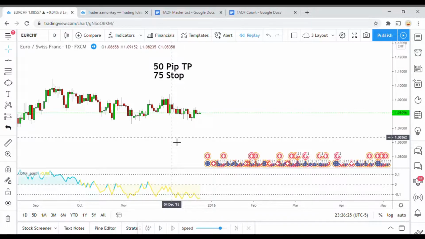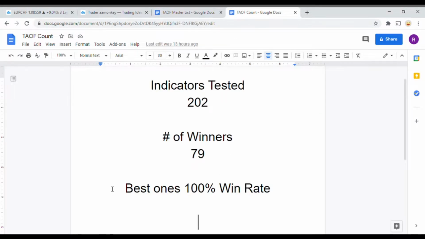All right, as I said, today we will be testing the dynamic money flow with color switch indicator. But before we do, I wanted to put the indicator scoreboard up for everyone to see. So to date, we have tested 202 indicators. And out of those 202 indicators, 79 of them have been winners, which means that they have met or exceeded the 60% win-loss ratio threshold that we have set for them. The best ones so far were able to achieve a 100% win rate.